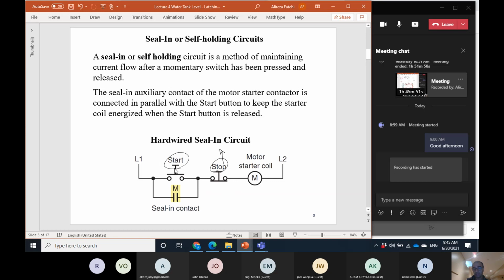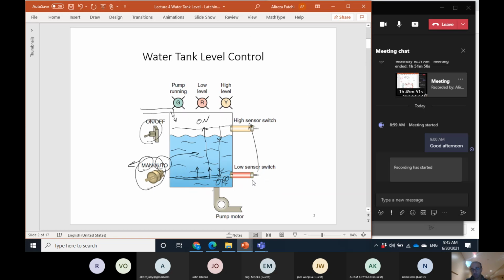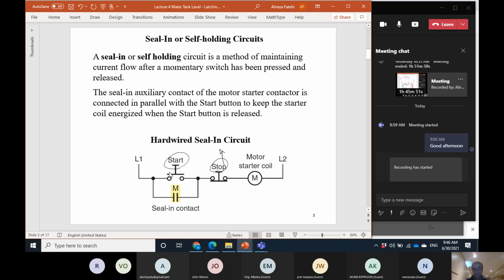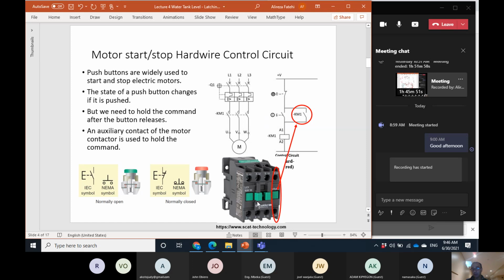Okay, this is something that we need here because we want to turn on the motor when the level is at this position, and turn off that when the level is at this position. So we need something like that to start and stop. This hardwire seal-in circuit can be implemented by contactors and just an auxiliary contact. We have already studied that, and I'm sure that you're familiar with that. So just implement that.